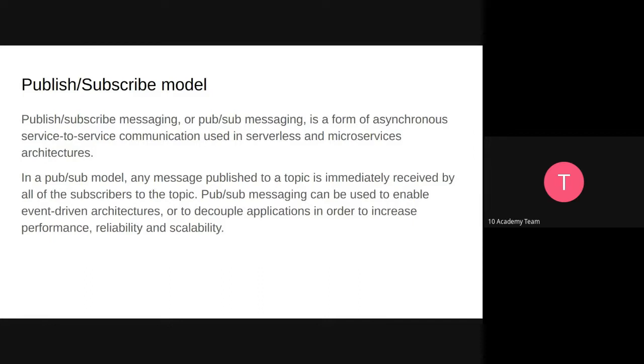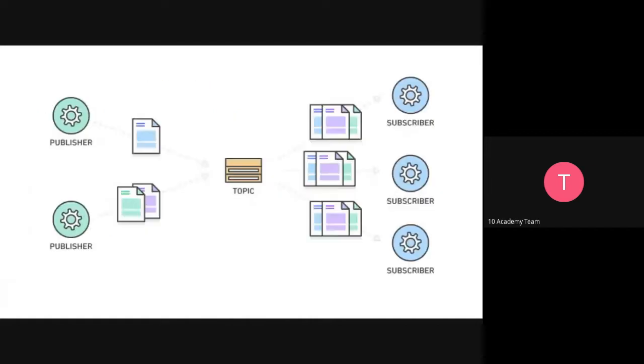So in the pub sub or publish subscribe model, the normal architecture would look like this: there would be some publishers publishing to a broker, or some kind of messaging broker system. Then there would also be some subscribers that would subscribe to a specific broker. The consumers would be able to subscribe to and consume all of the messages that are being published by the publishers to the message broker system.